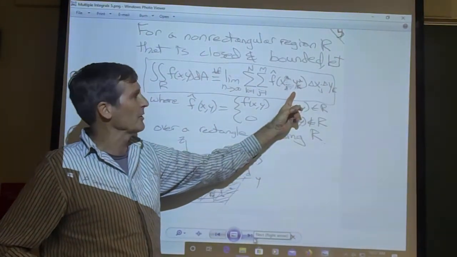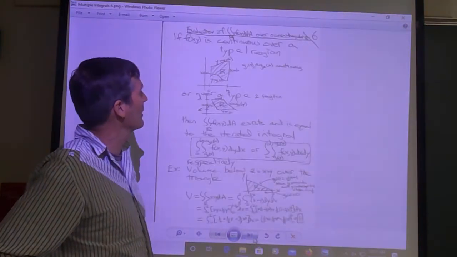Well, wait a minute, Fubini's theorem doesn't work anymore. It was only for rectangles. What do?